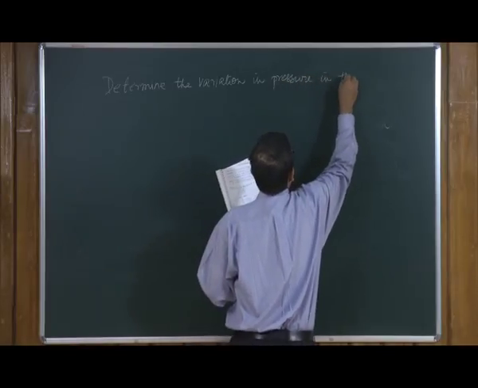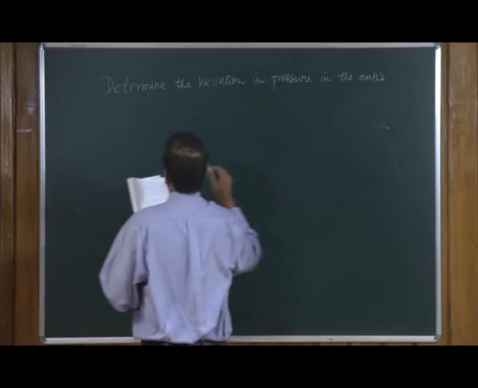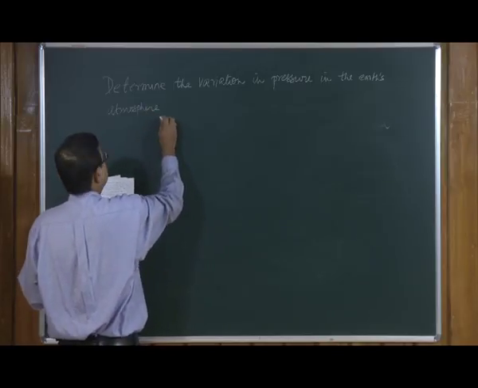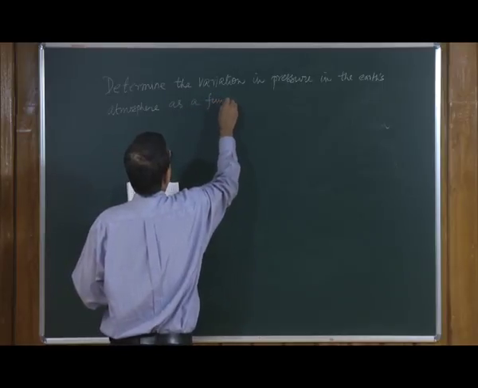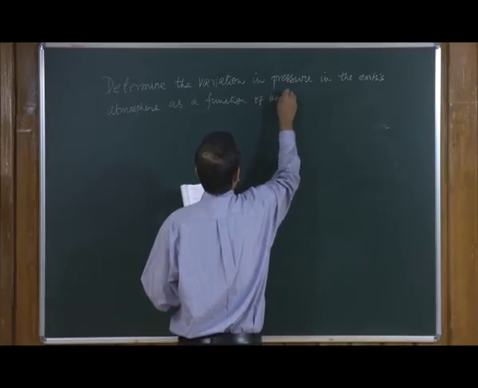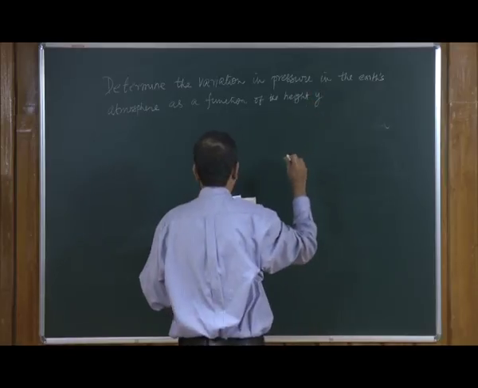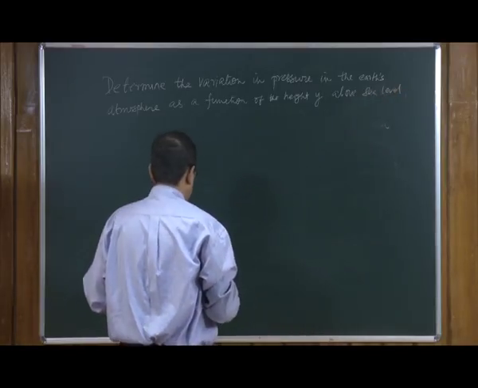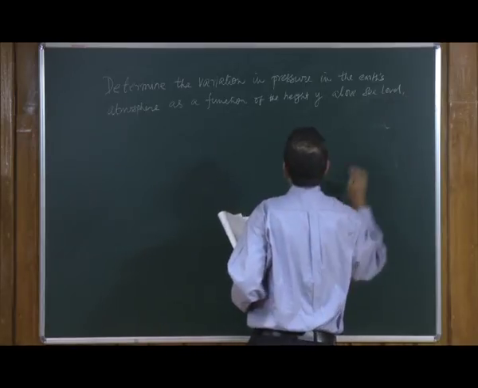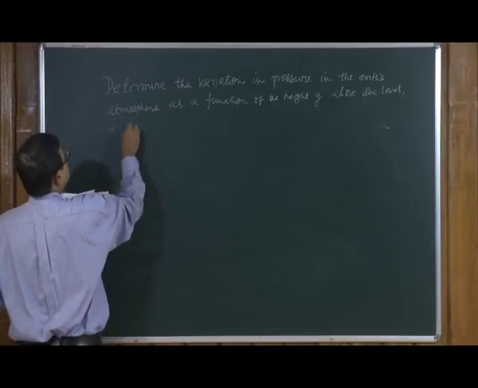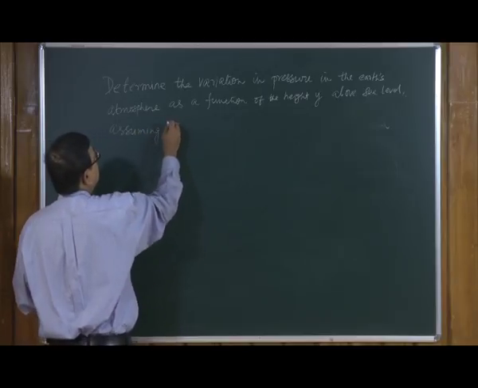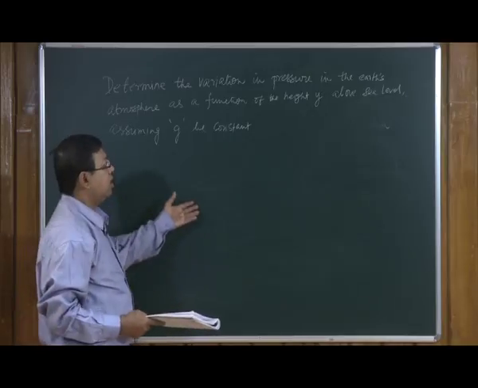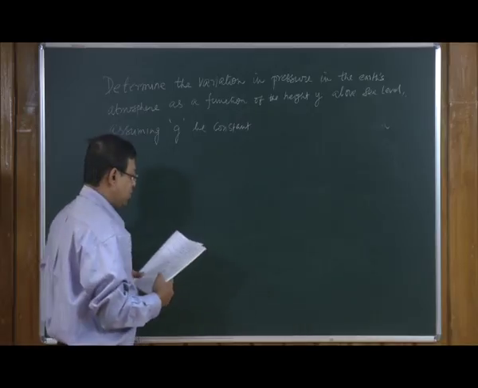In the Earth's atmosphere, as a function of the height y above sea level, assuming g to be constant. Constant means constant over the distance that we are considering, so over a height h measured from the sea level. So, g is not varying.